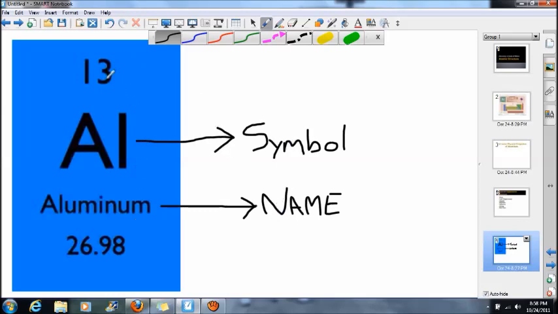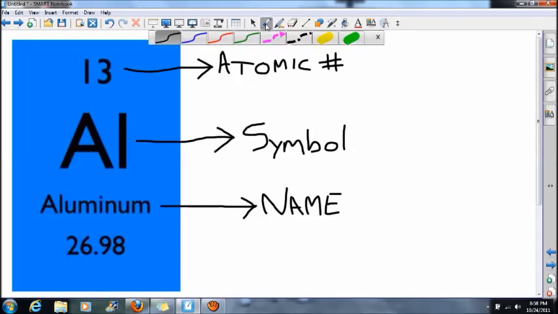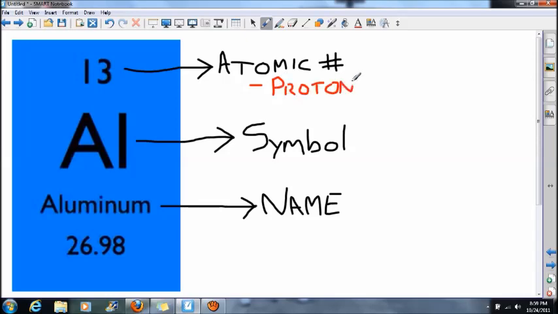Let's get into the other two parts right here, this 13 and down here, this 26.98. And this is going to be how you do your assignment today. So please make sure you're paying specific attention here. This top number right here, which all elements in the periodic table have, this is called the atomic number. The atomic number tells us two things. The first thing the atomic number tells us is the number of protons. So whenever you're looking at these symbols of elements on the periodic table, you look at the number at the top, right there, 13. This tells us that aluminum has 13 protons.